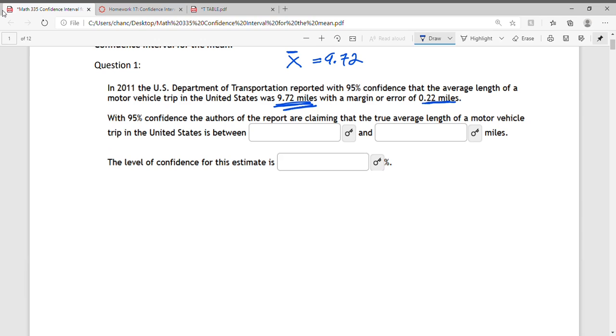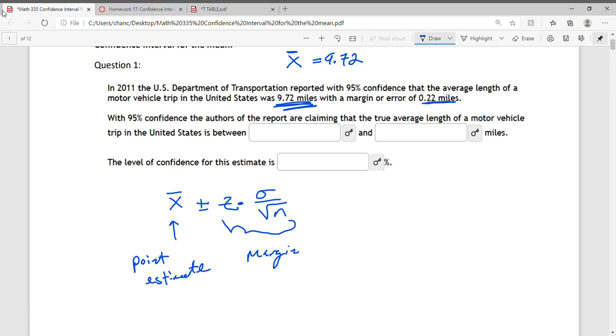So we know the formula for the confidence interval, x bar plus or minus z times sigma over the square root of n. Now x bar is called the point estimate. We already know the point estimate is 9.72. Now, this number on the right here, z times sigma over the square root of n, is our margin of error. And they told us what this was equivalent to. We know the margin of error is 0.22 miles.